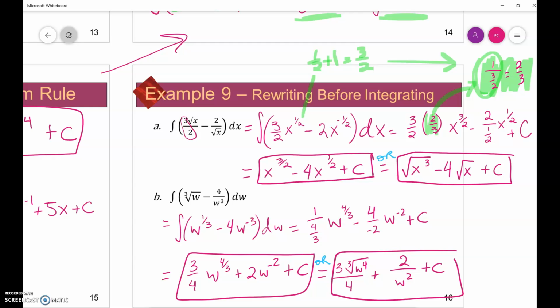That's perfectly fine. But a good rule of thumb is that if your original problem has the radical notation, switch it back over to your radical notation in your answer. But it truly doesn't matter. They do mean the exact same thing.